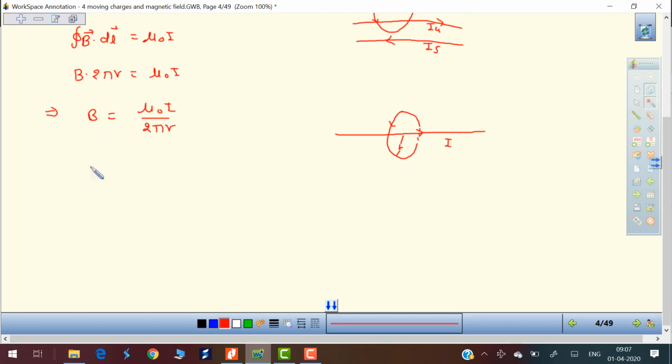So here you can see B is inversely proportional to R. So as you go away, the magnetic field decreases. And very close to the wire, it increases very rapidly, so your magnetic field is very large. As you go away, it decreases.